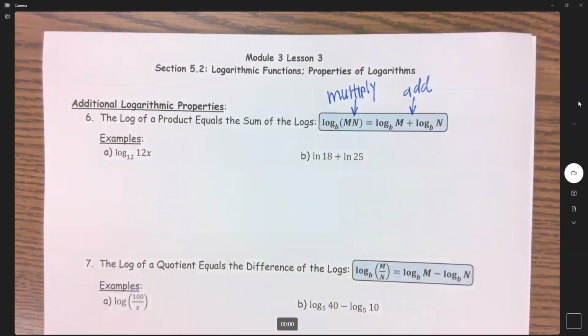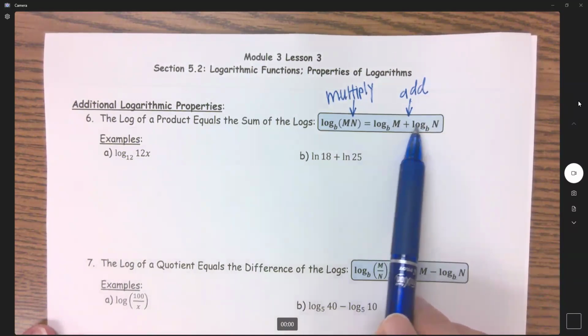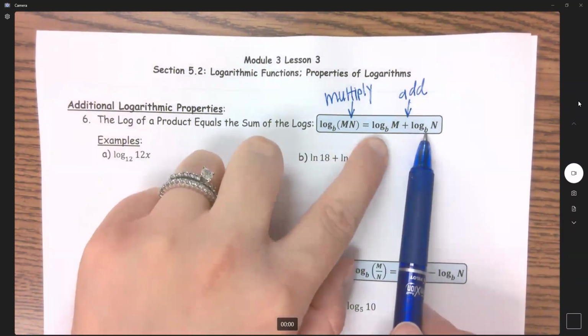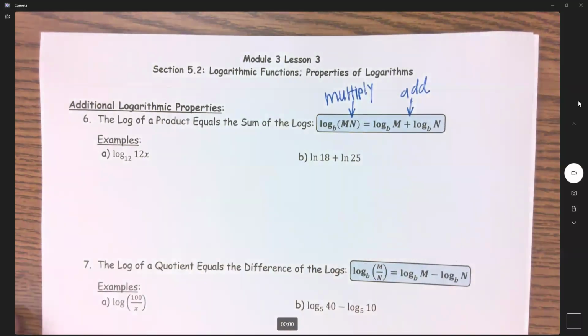And this works the opposite way as well. If I see log base b of m plus log base b of n, see these are the same bases, because they're being added, we can condense it into 1 log.